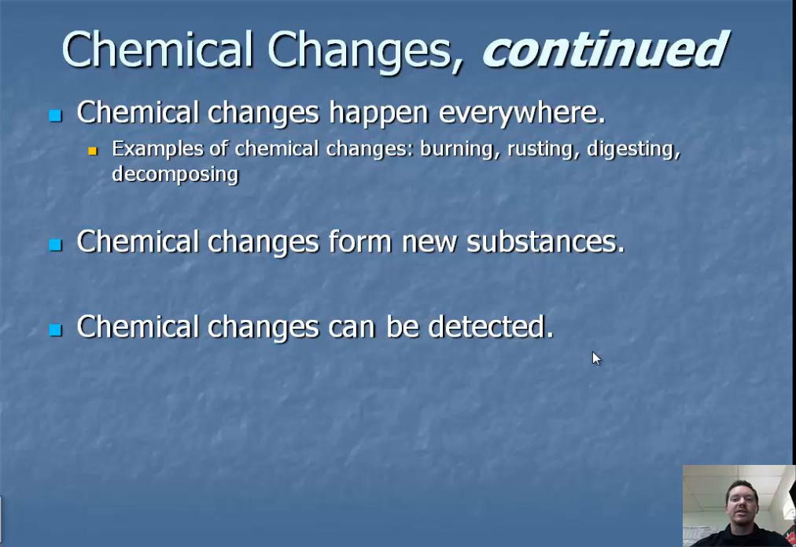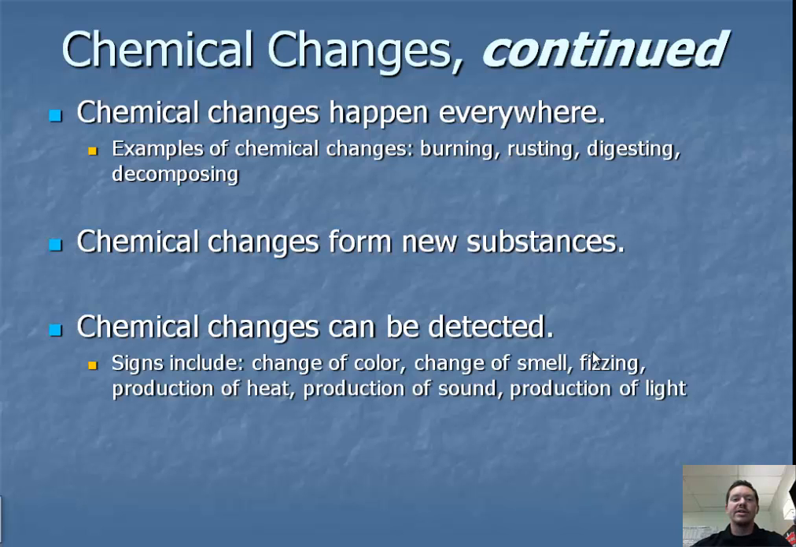And we can detect chemical changes because there's something that's changing. So change of color, change of smell, it fizzes, there's heat that's produced, there's a sound produced, or even light can be produced as well.